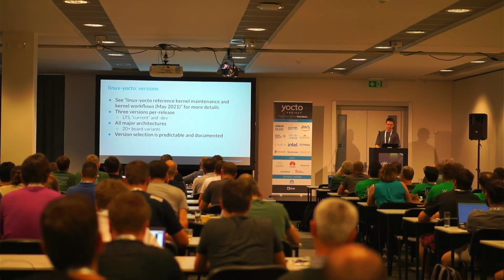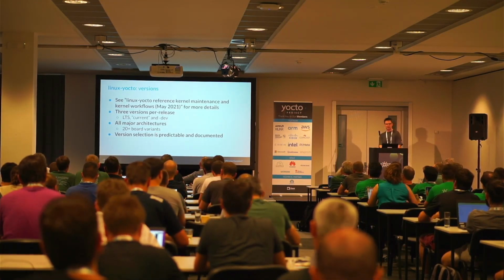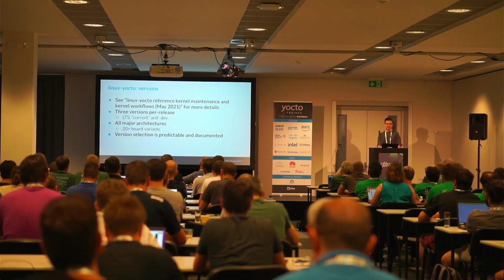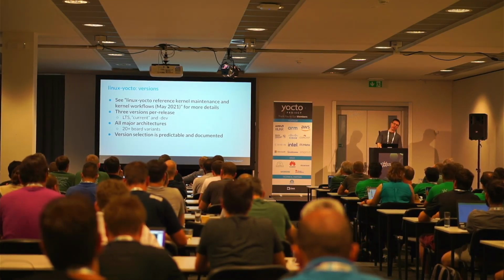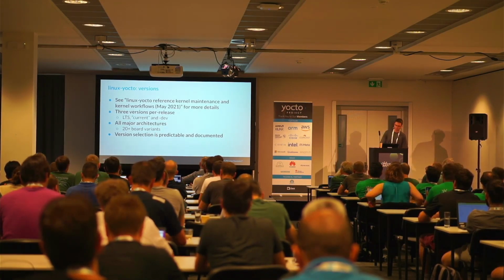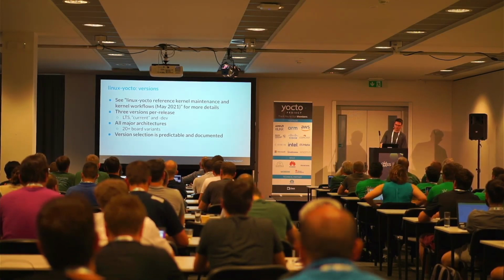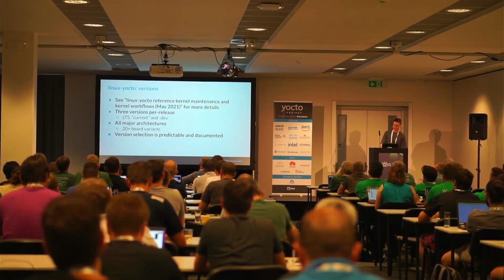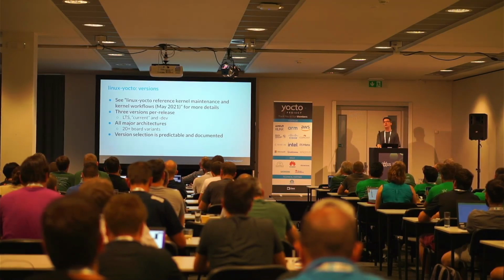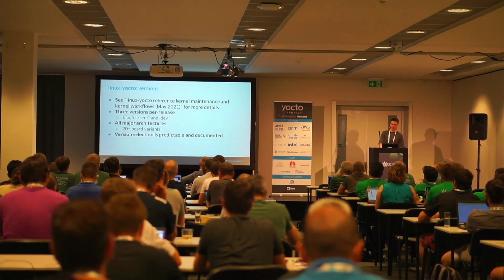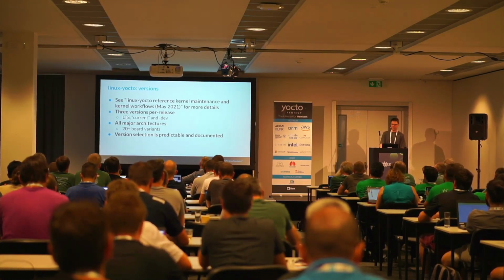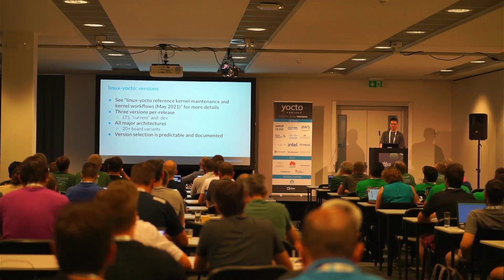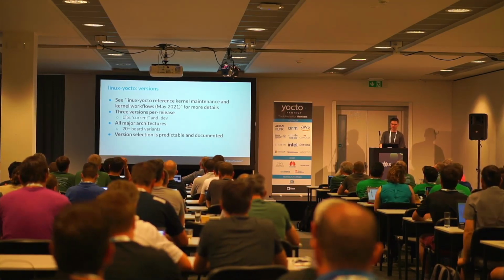There's 3 versions per release. We pick an LTS, the current. Sometimes LTS and current are actually the same, so my statement of 3 versions per release is not true. It might be 2. And then the dev kernel. We support our major architectures, and the version selection is documented. How we pick it is predictable, and it is documented on the Yocto wiki pages somewhere. If you asked me to find it, I probably couldn't, but we wrote it.